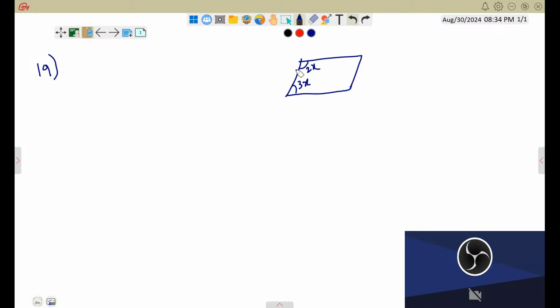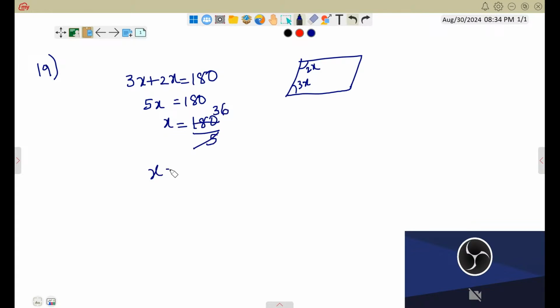See, in a parallelogram, the sum of two adjacent angles is 180 degrees. Sum of two adjacent angles is what? 180 degrees. Okay. So here one angle is 3x plus another angle 2x, that is equal to 180. 3x plus 2x, 5x, equals 180. So x is equal to 180 by 5, so x is equal to 36 degrees. Then what is 2x? 2 into 36, 72. What is 3x? 3 into 36, 108 degrees. Okay. So 72, 108.